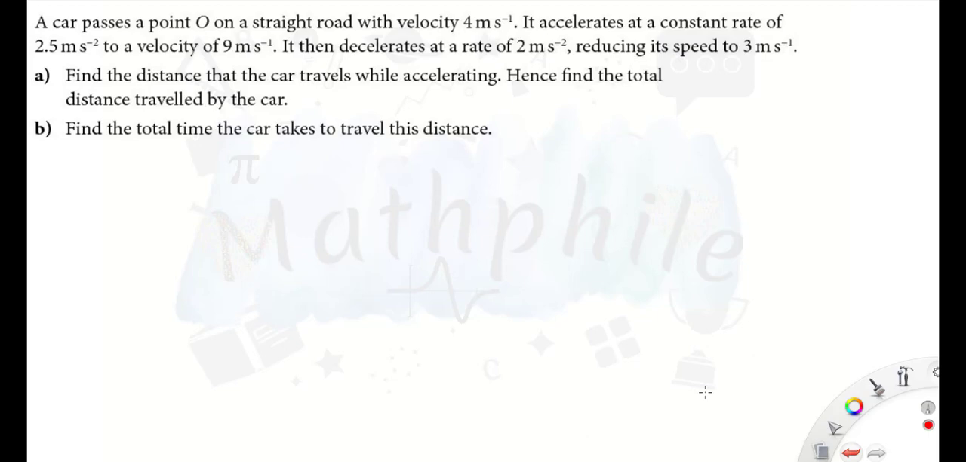B. Find the total time the car takes to travel this distance. So I'll give you about a minute to solve this one. Then we solve it together. Is that okay? So take your time. The difficulty level has increased actually. So relax. Just apply the basics that you know, and you'll be good to go. So you got a minute to attempt this.